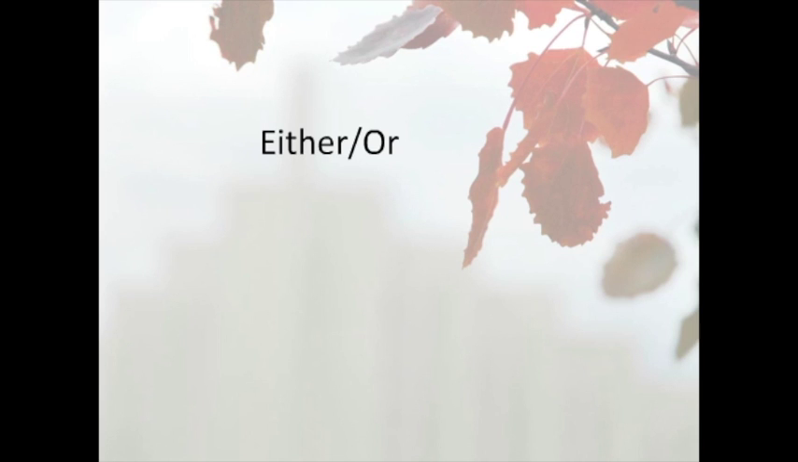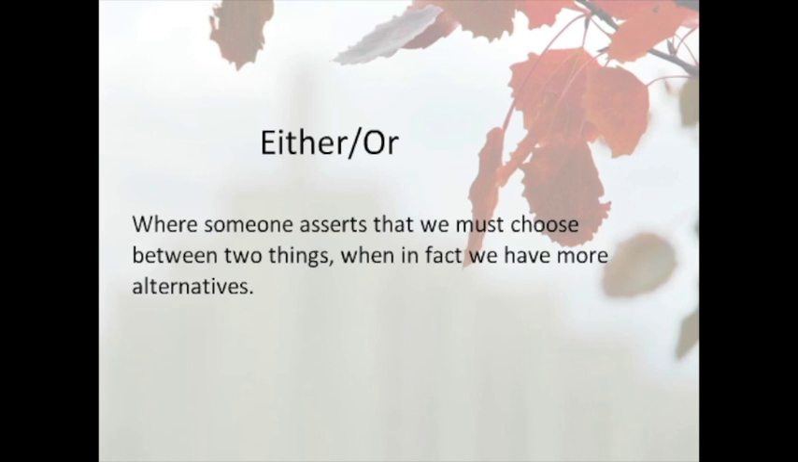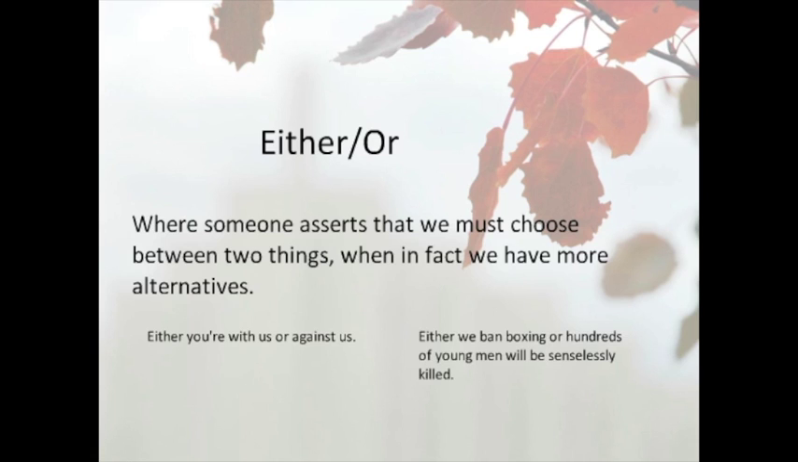Next is the either-or fallacy. This is where someone asserts that we must choose between two things, when in fact we really have more alternatives. Some examples of these are, either you're with us or against us, or either we ban boxing or hundreds of young men will be senselessly killed.